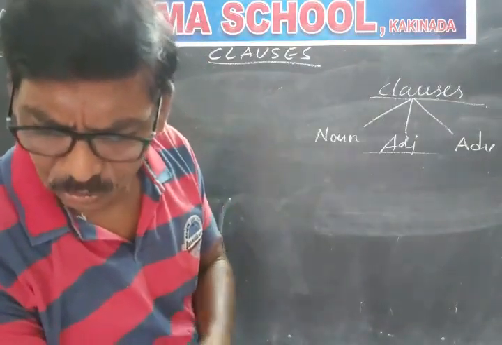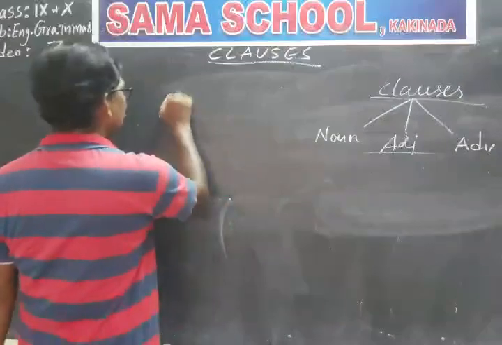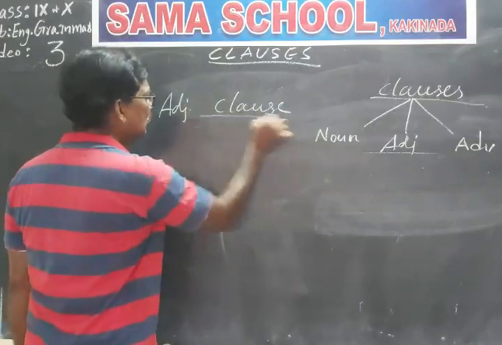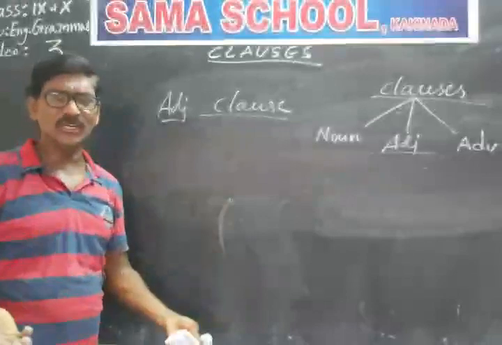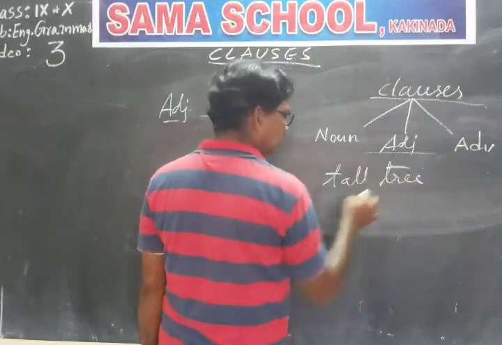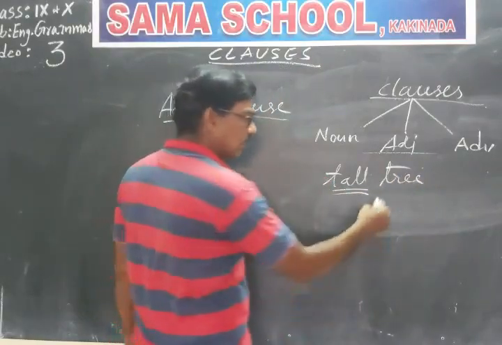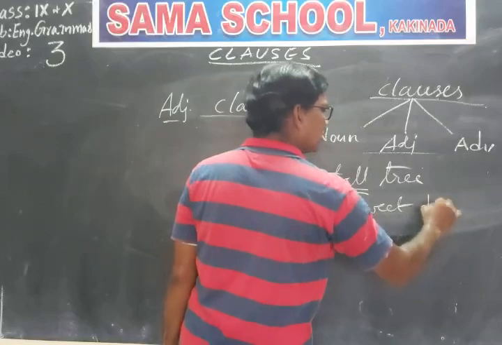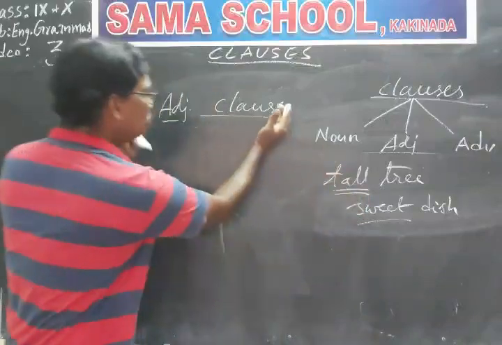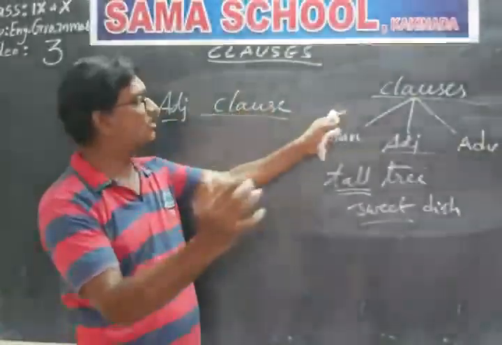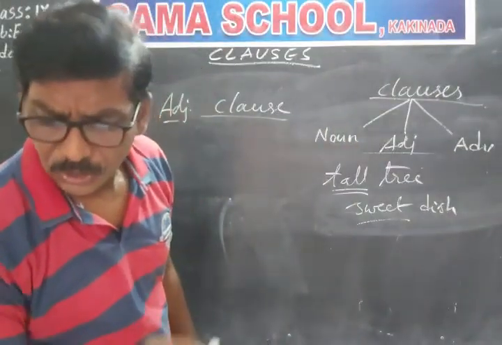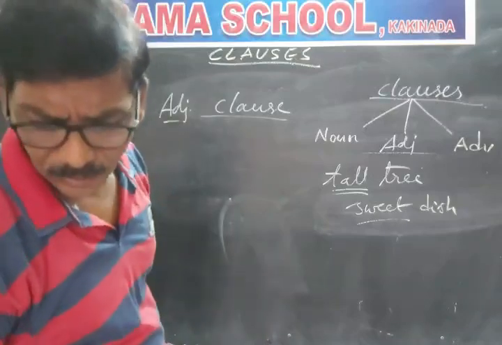Here we should remember two things about the adjective clause. An adjective clause is used just like an adjective only. Adjective, for example: tall tree. What is tall tree? Tall is an adjective. Sweet dish. Sweet is an adjective. Just like this word before a noun, we use a phrase or a clause to describe the noun. So for this we should remember two important points.